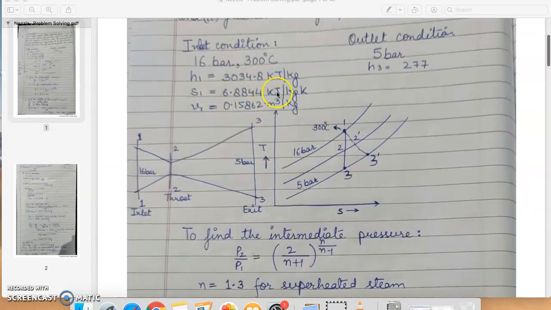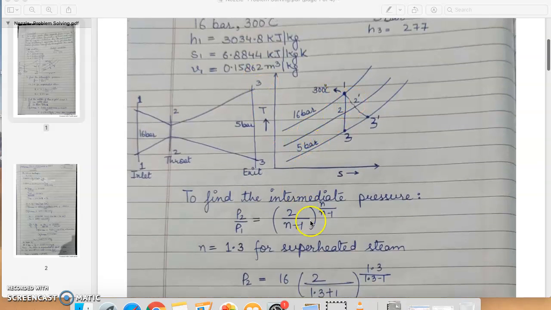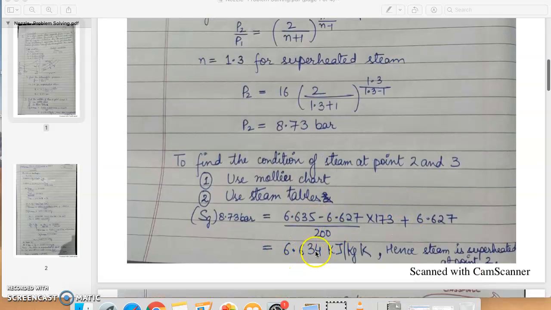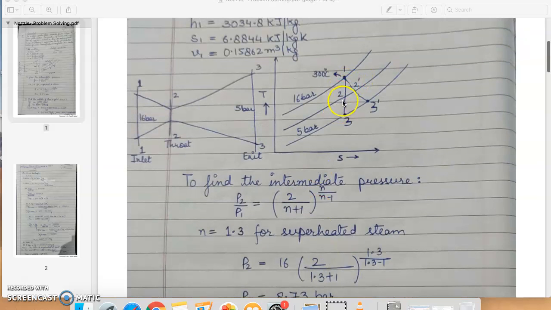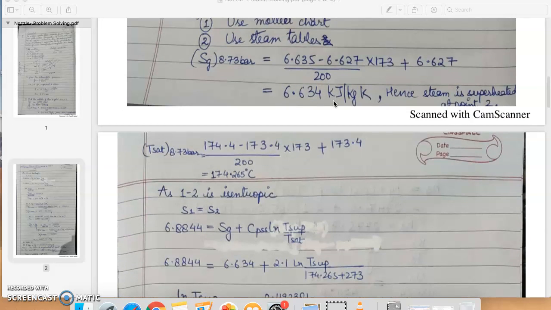S1. So S1 is this. So that means S1 is 6.88 bar, which is equal to S2, which is 6.88 bar only. But the SG at this pressure is 6.63. That means the condition at point 2 is superheated. This already we have tried multiple times in the questions of Rankine cycle.